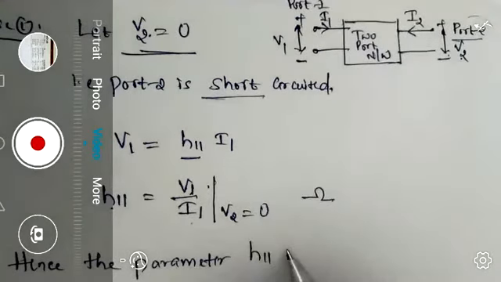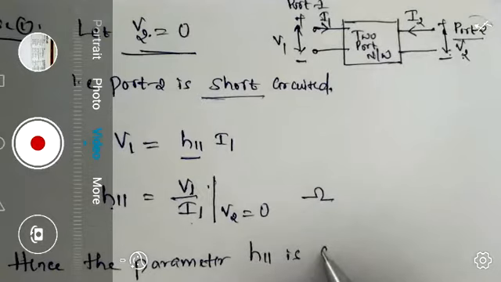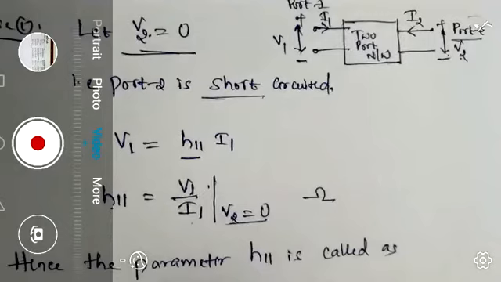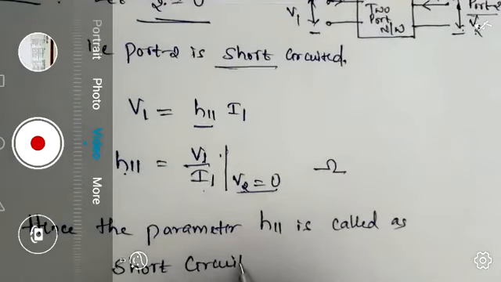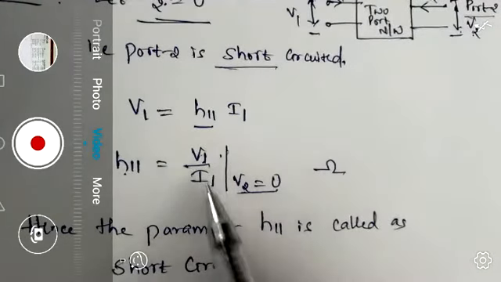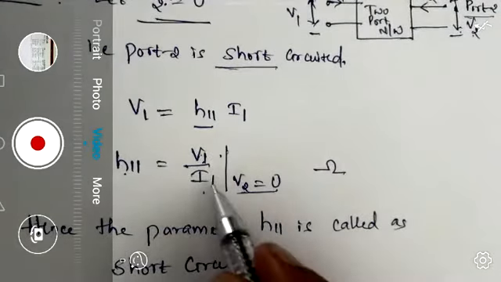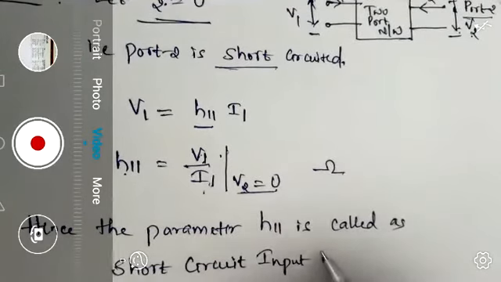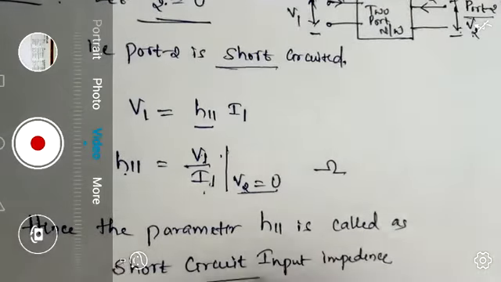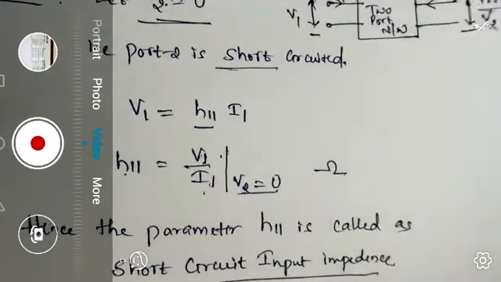Hence the parameter H11, because V2 equals 0, is called the short circuit ratio of V by I. That is, at the input side, it is called the short circuit input impedance.